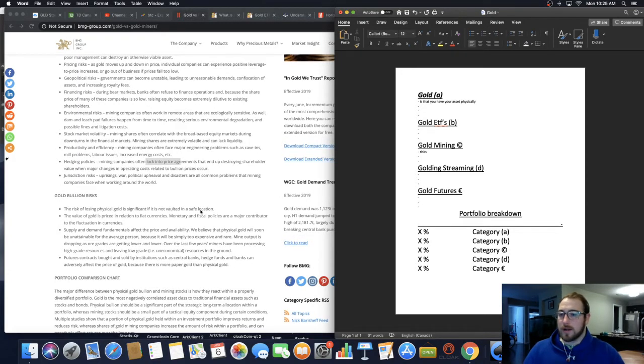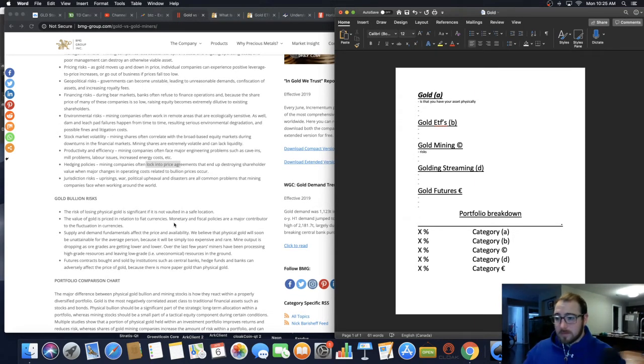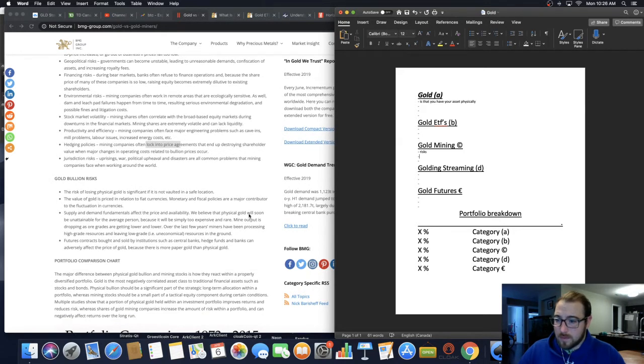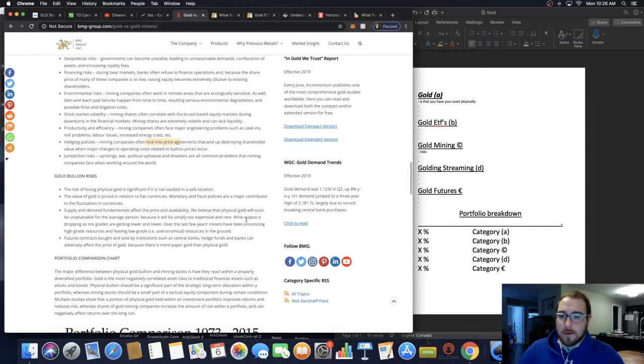So when you hold an ounce of gold or something, you have to be wary that someone is just going to steal it from you. That's what they're asking, right? The value of gold is priced in relationship to fiat currencies. Supply and demand fundamentals. We believe that physical gold will soon be unattainable for the average person because it's simply too expensive and rare. And then we have futures contracts bought and sold by institutions such as central banks, hedge funds, and banks that adversely affect the price of gold because there's more paper gold than physical gold.